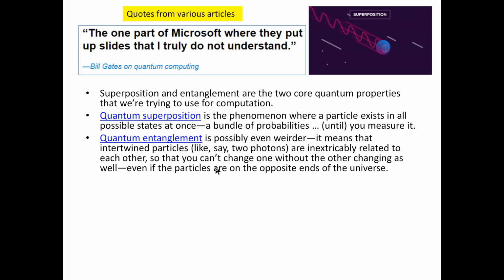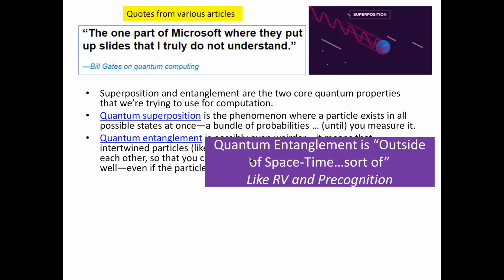So you tweak one photon and instantly, what quantum entanglement says is that there's this concept of being outside of space-time, sort of. It's like you tweak one and the other is instantly tweaked. Well, it was tweaked in space-time, but instantly, how does that happen? Nobody understands that. That's called non-locality, and it's real. It's like RV and precognition. This is the way our universe works.